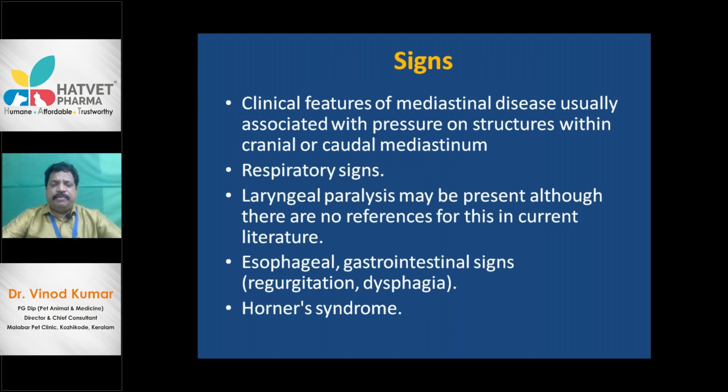There are certain clinical signs of a mediastinal disease. As yesterday we discussed, respiratory signs have certain clear signs, like nasal discharges. Yesterday we discussed nasal discharges. It could be catarrhal, purulent, mucopurulent, or sanguineous. So when coming to the clinical signs, respiratory signs, the first signs are nasal discharges. Second is respiratory distress, maybe an inspiratory dyspnea or an expiratory dyspnea.